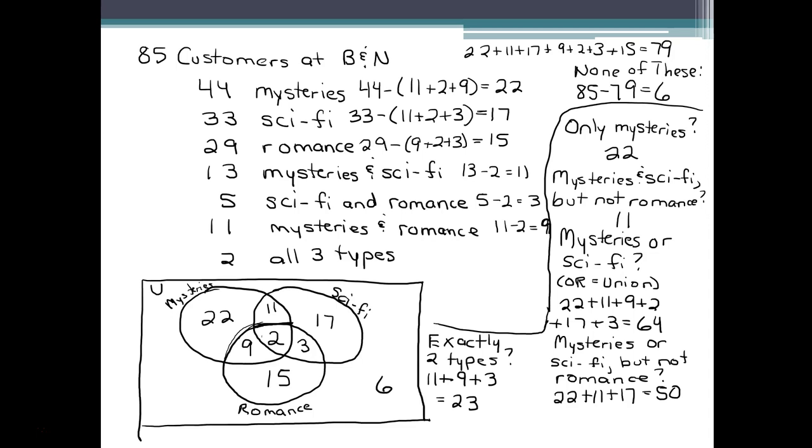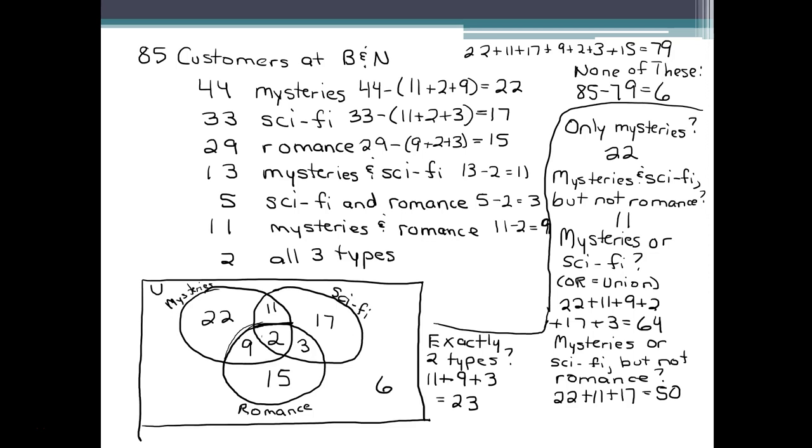Okay, so watch for the wording. If they say only, then you know you have to look at the part of the circle that's only that and not any overlaps. If they say but not, make sure you leave out that part of the overlap. If they say and, we're talking intersection. If they say or, we're talking union. Exactly 2 types, you're looking at just the overlap for the 2 and not 3. Just little things like that. Watch the wording. That's the big thing.